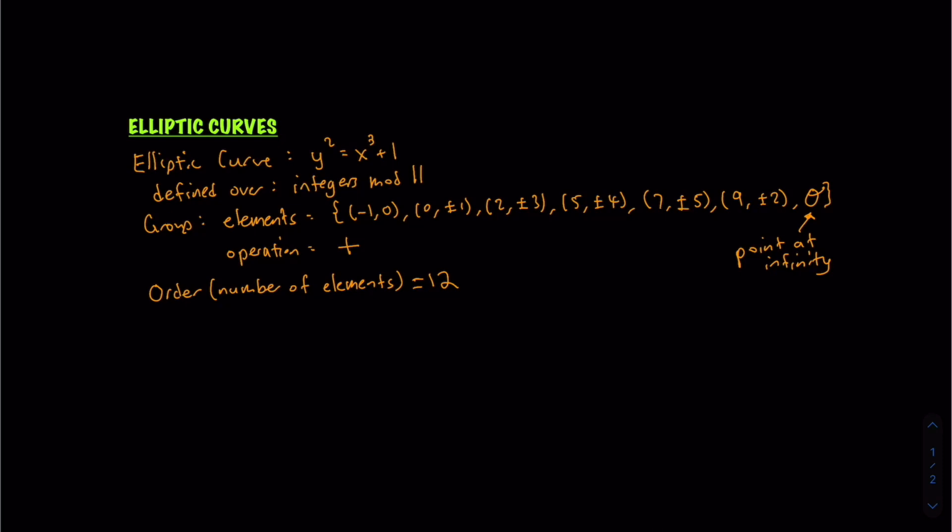Note that since we're working over a finite field of the integers mod 11, we could, if we wanted to, rewrite the negative values as positive ones in mod 11. For example, the point negative 1, 0 could be written as 10, 0, and the point 2, negative 3 could be written as 2, 8. For simplicity, though, we'll leave it as is.